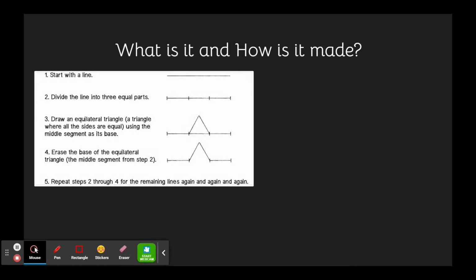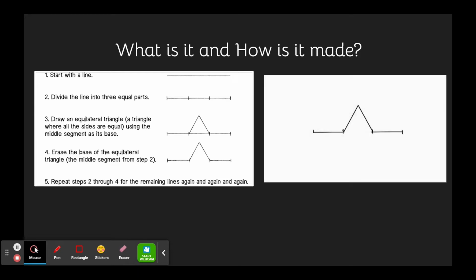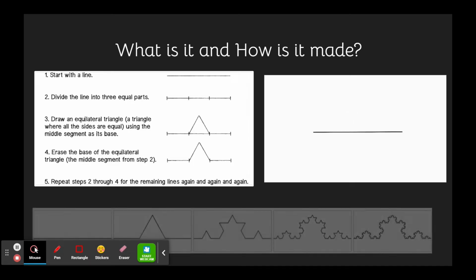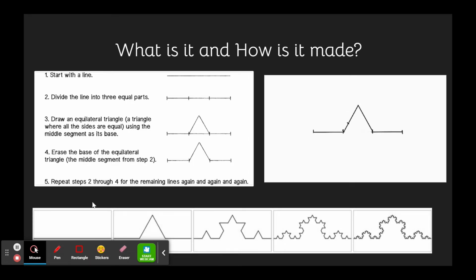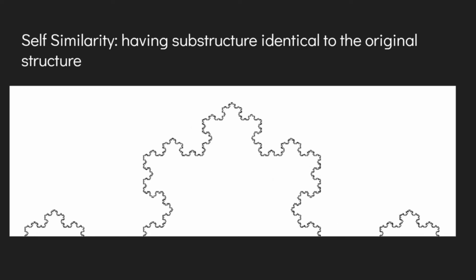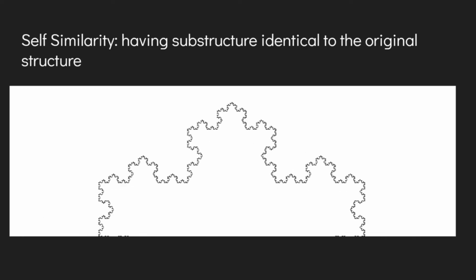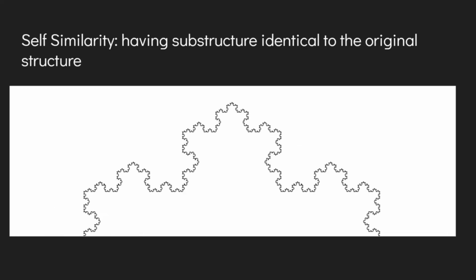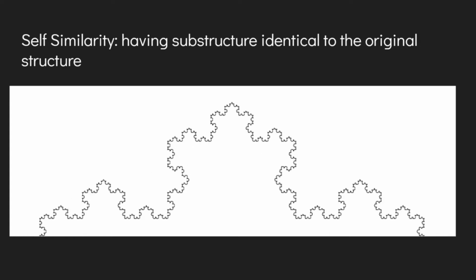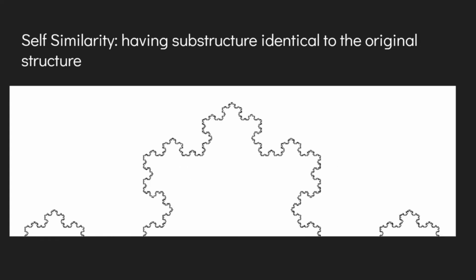How is the Koch line made? Like shown on the screen, it starts with a straight line which is divided into 3 equal parts, and an equilateral triangle is made in the middle. From that triangle, more triangles are made, branching off. As seen in this graphic, the Koch curve is similar, in that it has substructure identical to the original structure. As we zoom in, the pattern repeats itself infinitely.